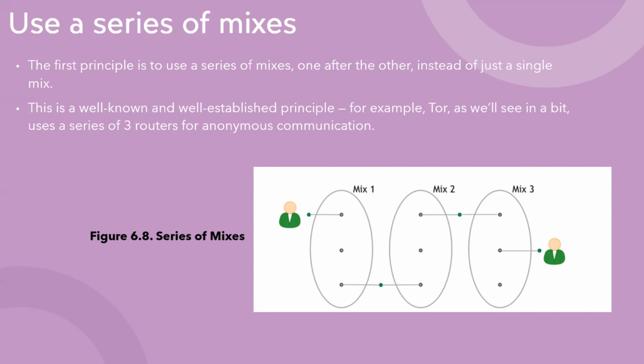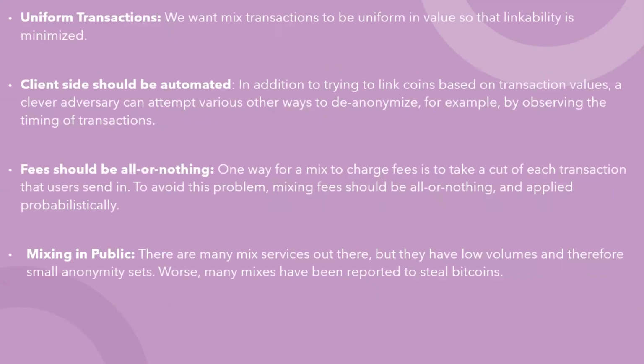Moving on to the next slide. These are the series of mixes, and we'll start with uniform transactions. We want mixed transactions to be uniform in value so that linkability is minimized. Let me go into a bit more detail on that. What it actually means is all mixes should agree on a standard chunk size, a fixed value that incoming mixed transactions must have. This would increase the anonymity set, as all transactions going through any mix would look the same and would not be distinguishable based on their value.